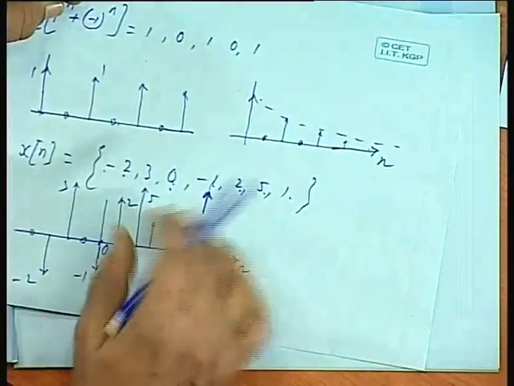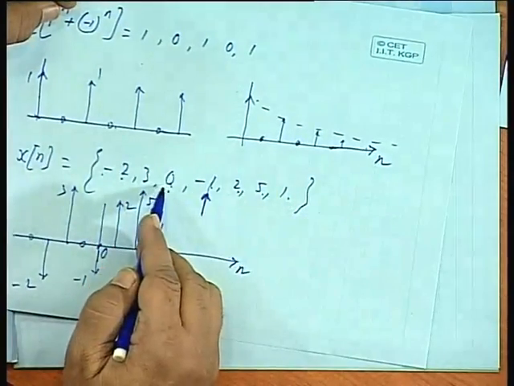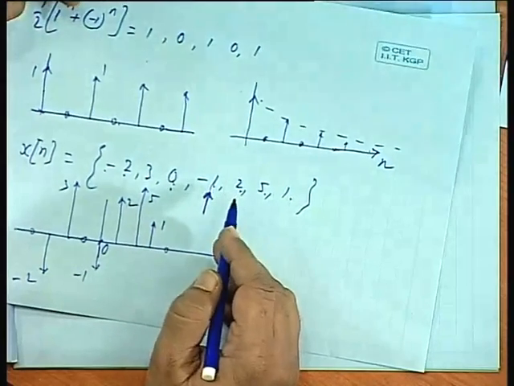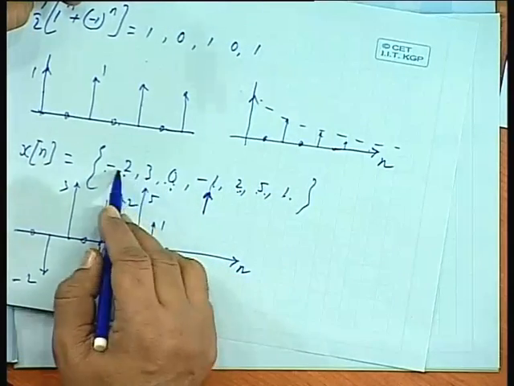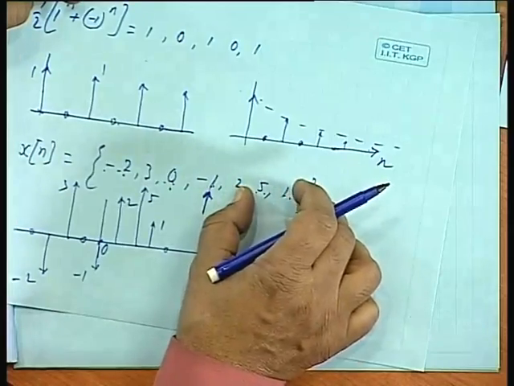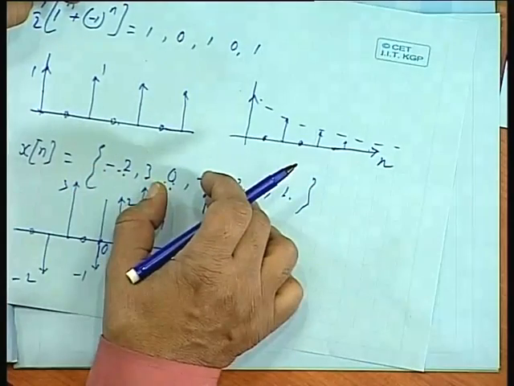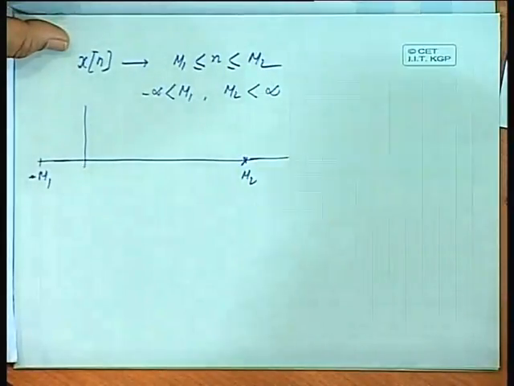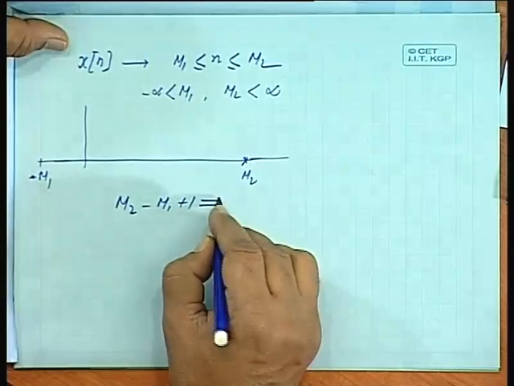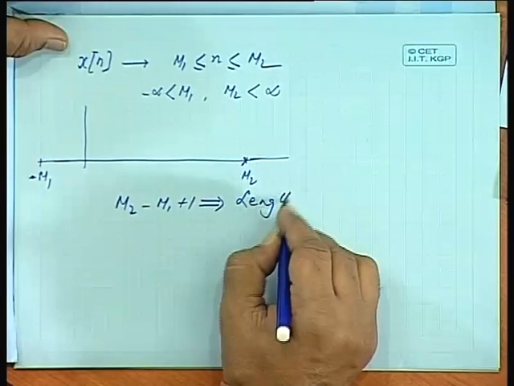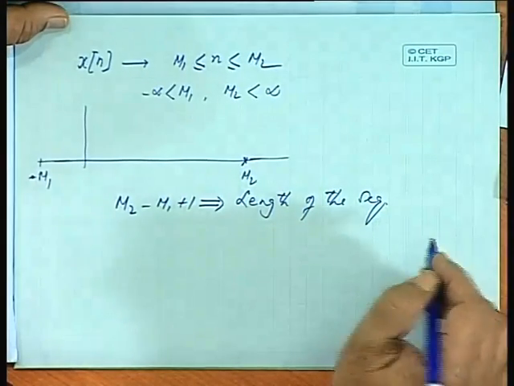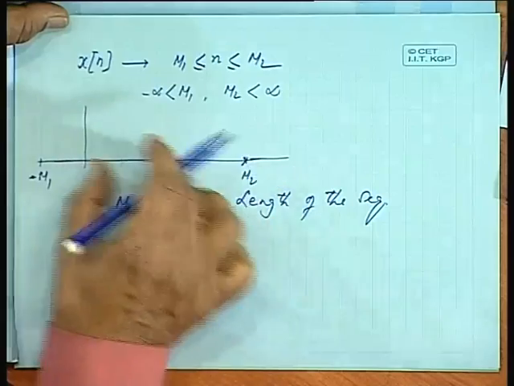So, what is the sequence length? What will be the sequence length? One, 2, 3, 4, 5, 6, 7, all right. So, 3 plus 3 minus of -3 plus 1. Okay. So, m2 minus m1 plus 1, this will be the length of the sequence. Okay. m1 could have been here also, then also m2 minus m1 would have been this much.